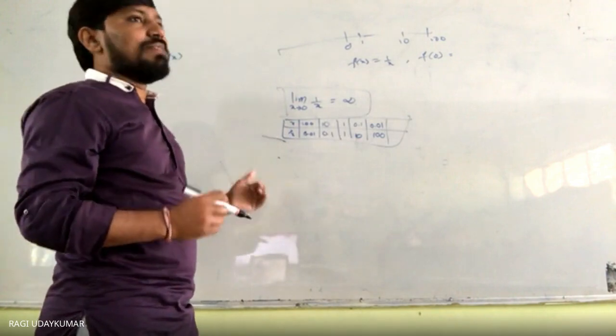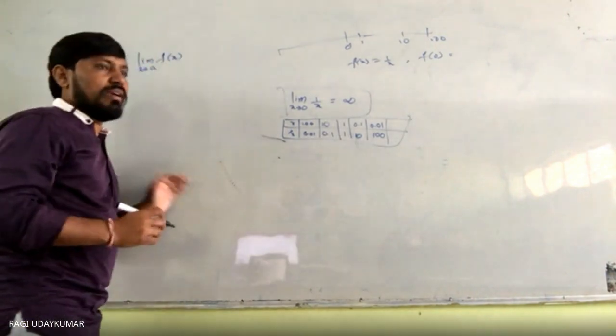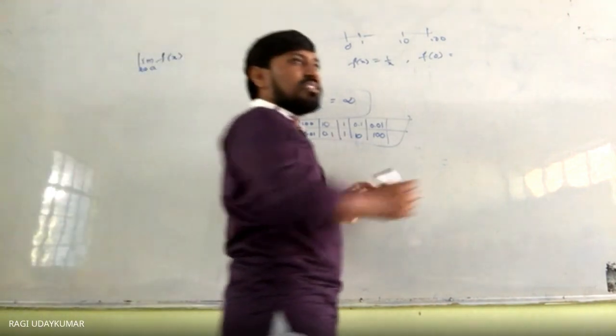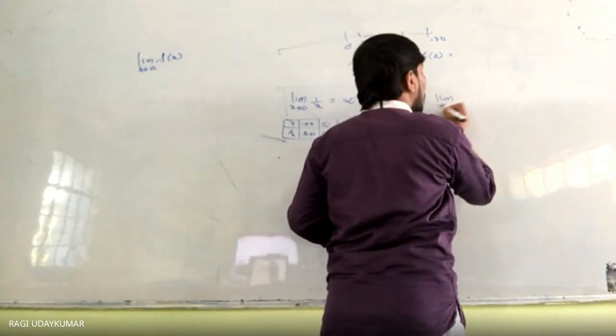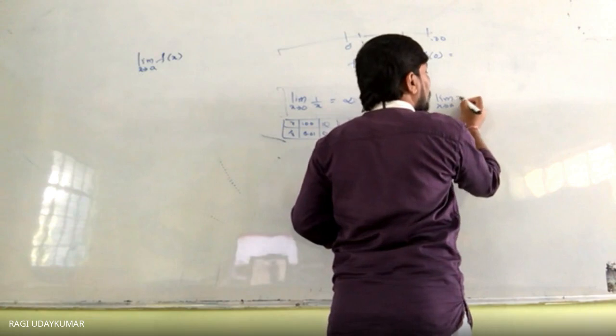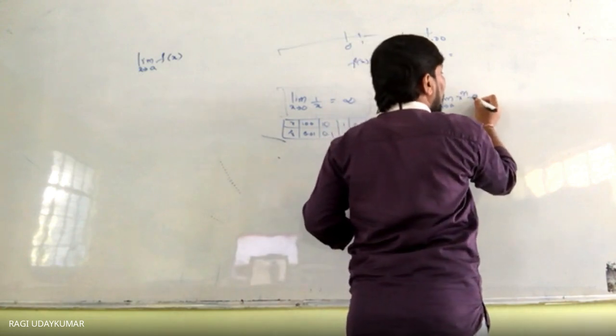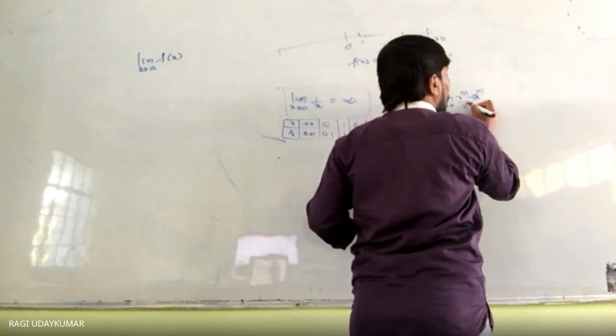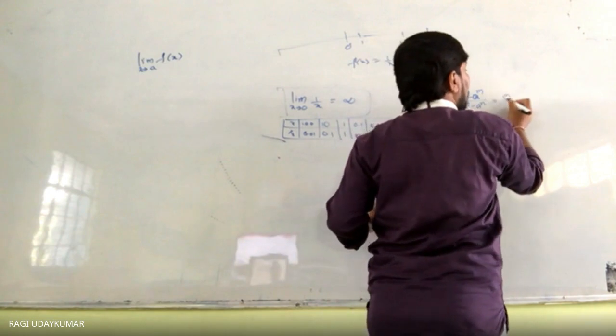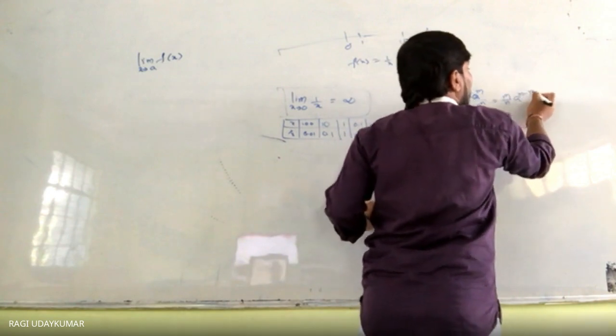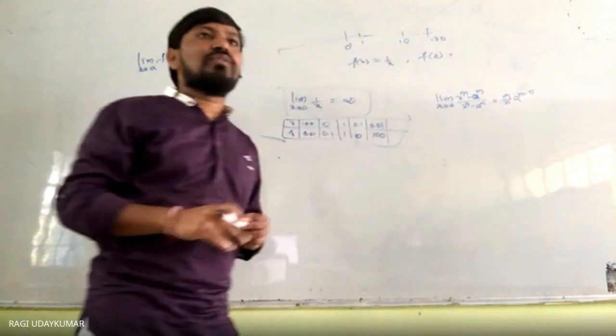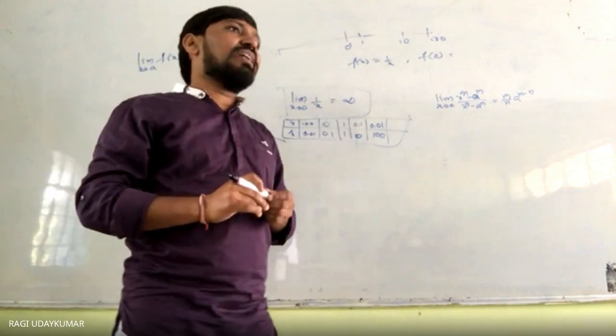Now, limits of different functions. Normally, limit x tends to a of (x to the power m minus a to the power m) by (x to the power n minus a to the power n) is equal to m by n times a to the power of m minus n. This is the main formula we are going to use in case of limits.